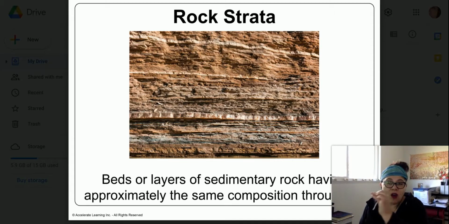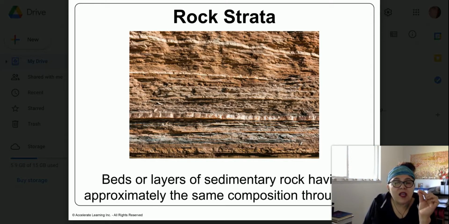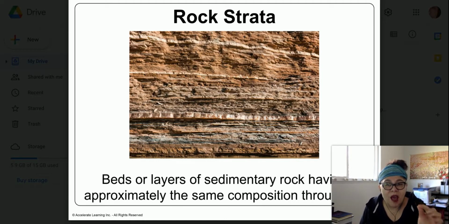So rock strata are the actual layers that have the same composition, so they're made of the same stuff. You can see how they're kind of close together and really similar in color. Then the color changes and there's a bunch of layers. So the ones that are similar are the rock strata.